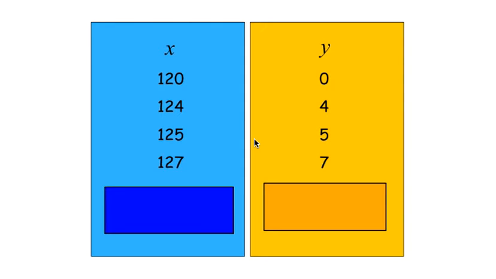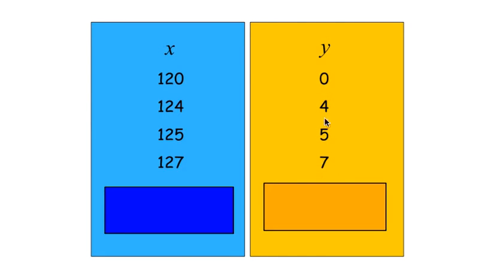We're going to have a quick look here at the idea of linear coding. So if you look at these two sets of data, what you can see is that basically every single value in the X list of data has had 120 subtracted from it to give the Y values.